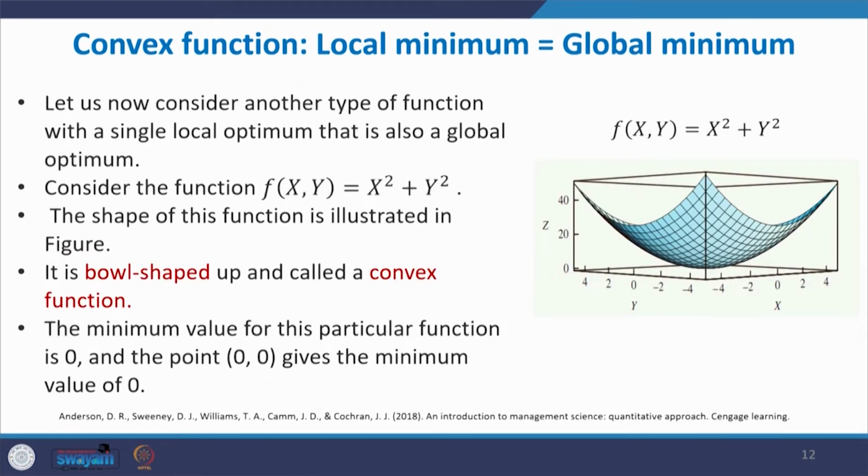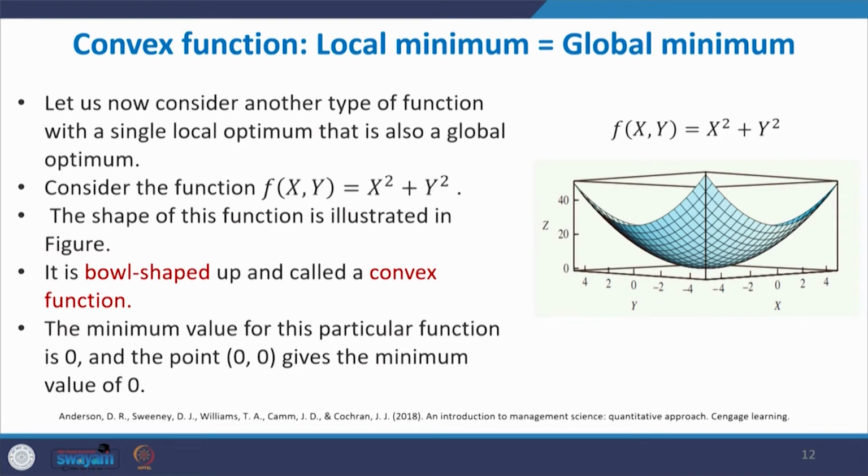Now, we are going to see another set of functions, called convex functions. In the convex function context, the local minimum is equal to the global minimum. What we have seen previously is that if the function is concave, the local maximum is equal to the global maximum, but if the function is convex, the local minimum is equal to the global minimum. I will explain how.